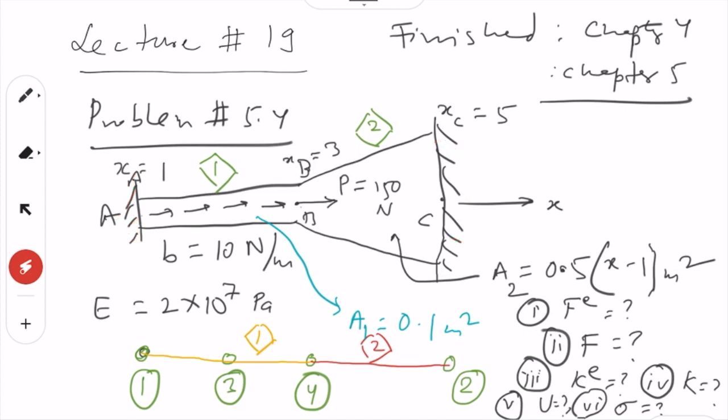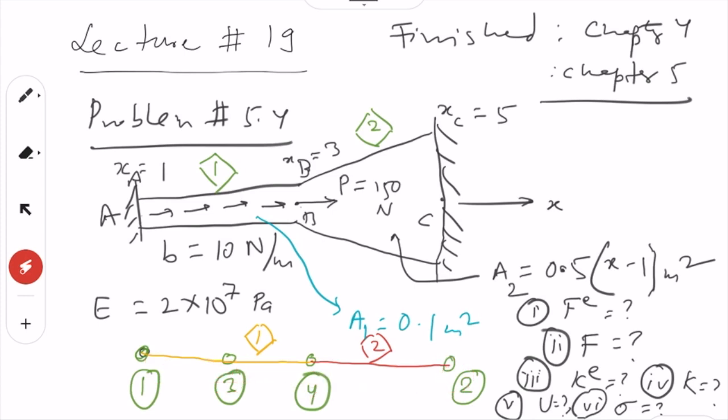The variation of area within this region is given by A2 equal to (0.5x minus 1) meter square. And E is given as 2 times 10 to the power 7, that is 20 megapascal. Also, it is required that you take a 3 noded element in this region, so one 3 noded element, and in this region you have only 2 nodes. So this is the global numbering 1, 2, 3, 4 given, and we have to solve like this.